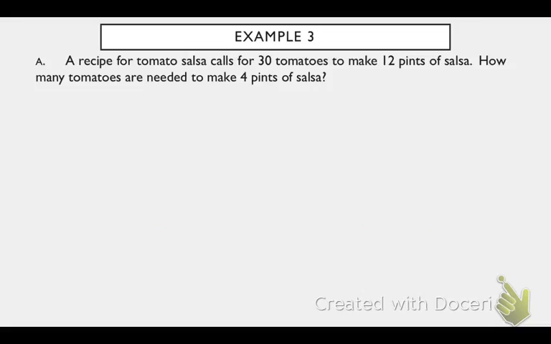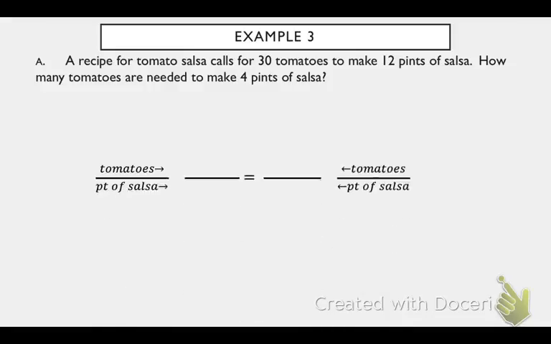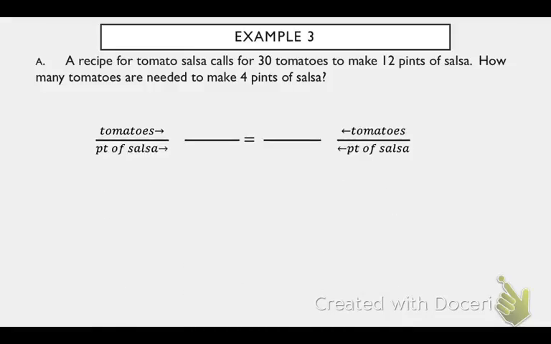Okay. Now, example 3 looks at some real-life scenarios. It says, a recipe for tomato salsa calls for 30 tomatoes to make 12 pints of salsa. How many tomatoes are needed to make 4 pints of salsa? Often, kids will look at this and maybe not recognize that a proportion is something you can use. Now, obviously you can because we're talking about proportions today, but here's how you spot it. There is a ratio mentioned here, tomatoes to pints of salsa. That's the key information.